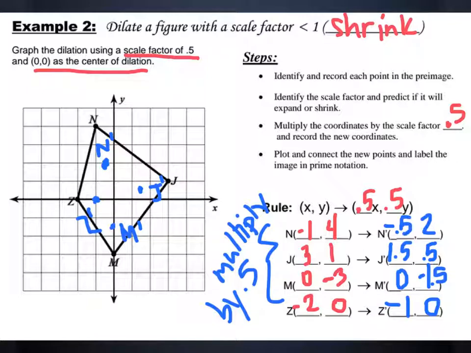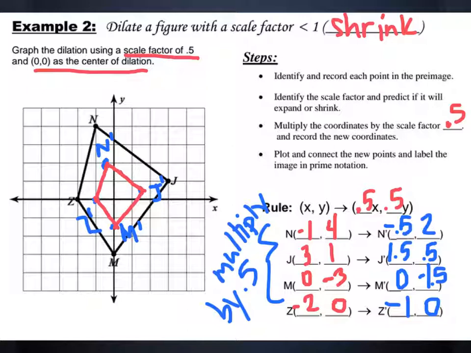Now, we're going to connect each of these coordinates for points N prime, J prime, M prime, and Z prime. And you can see that our shape, our quadrilateral, shrank, and each distance is half the size. So the preimage shrinks and our center of dilation is in the middle. That smaller one with all of our prime notation is the image of this.